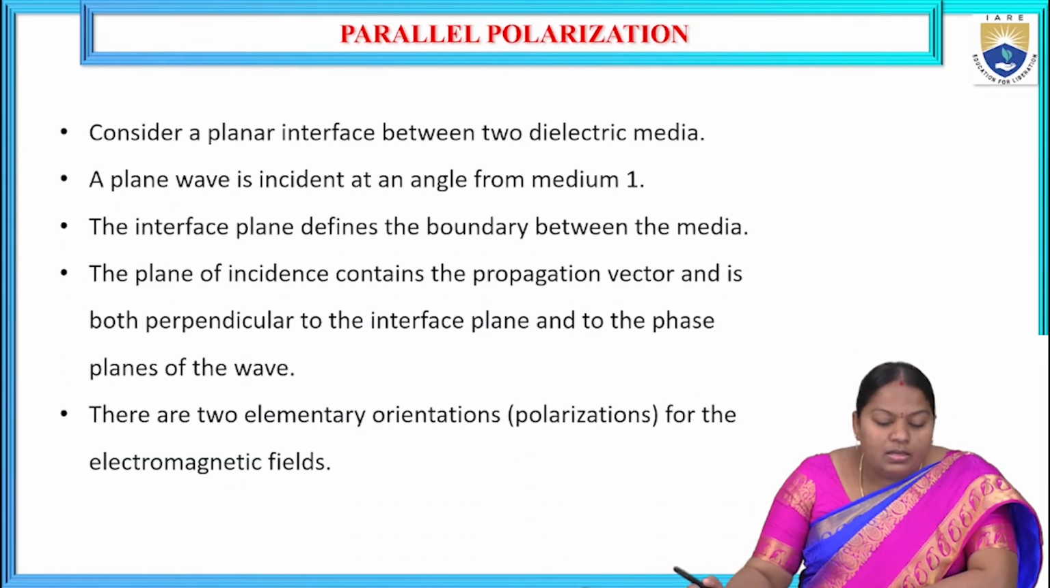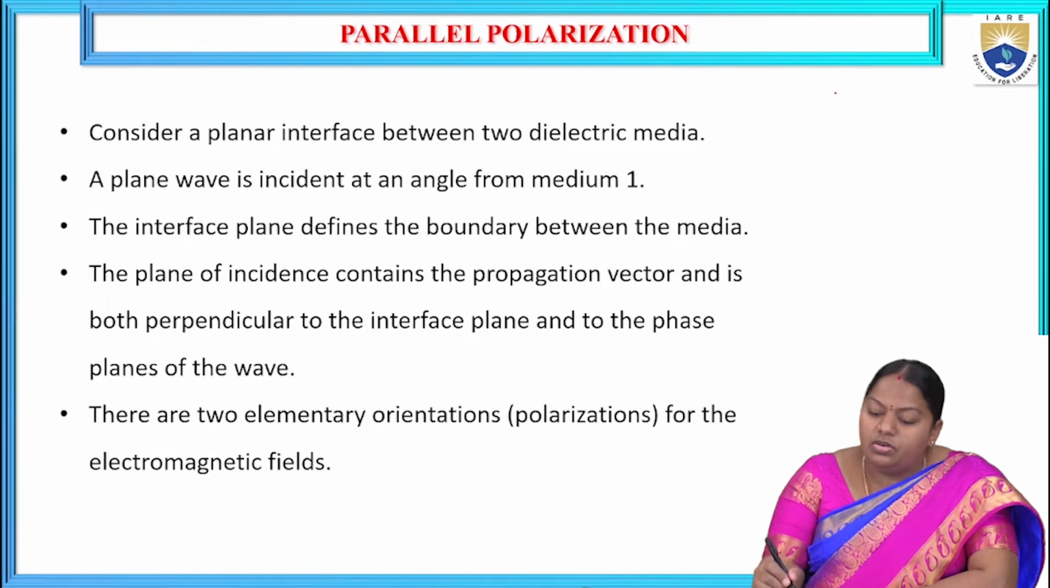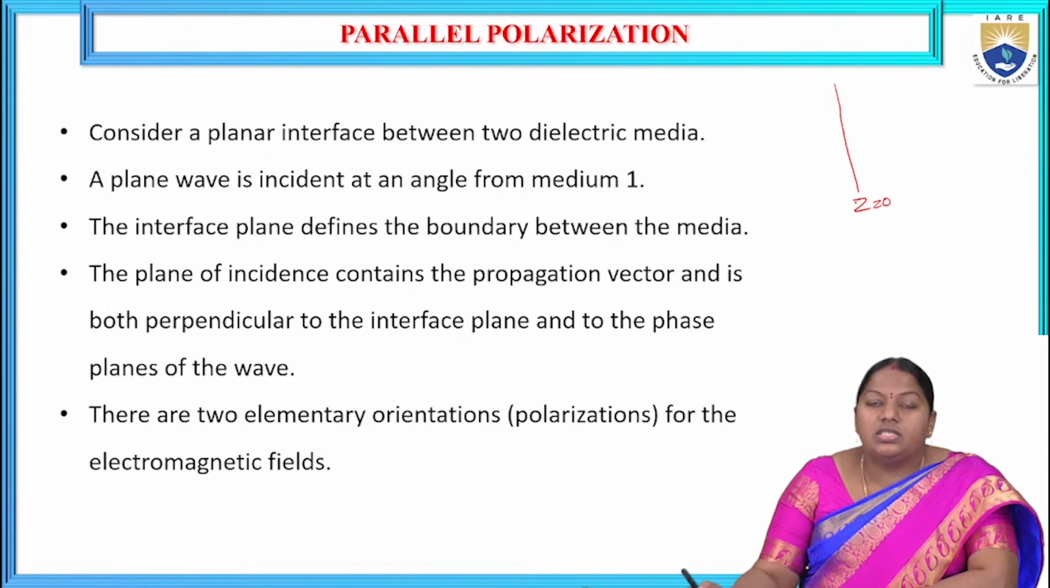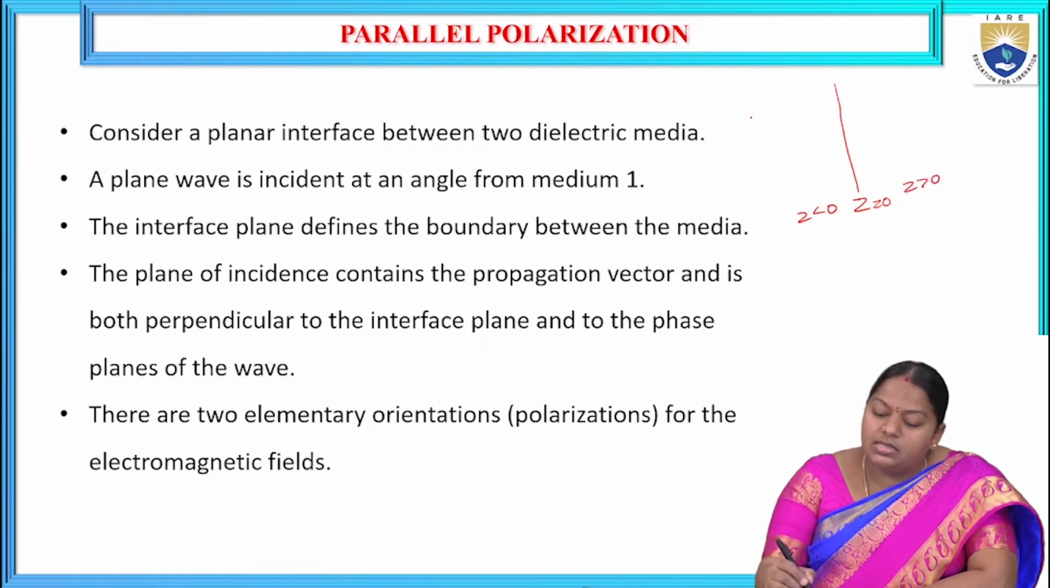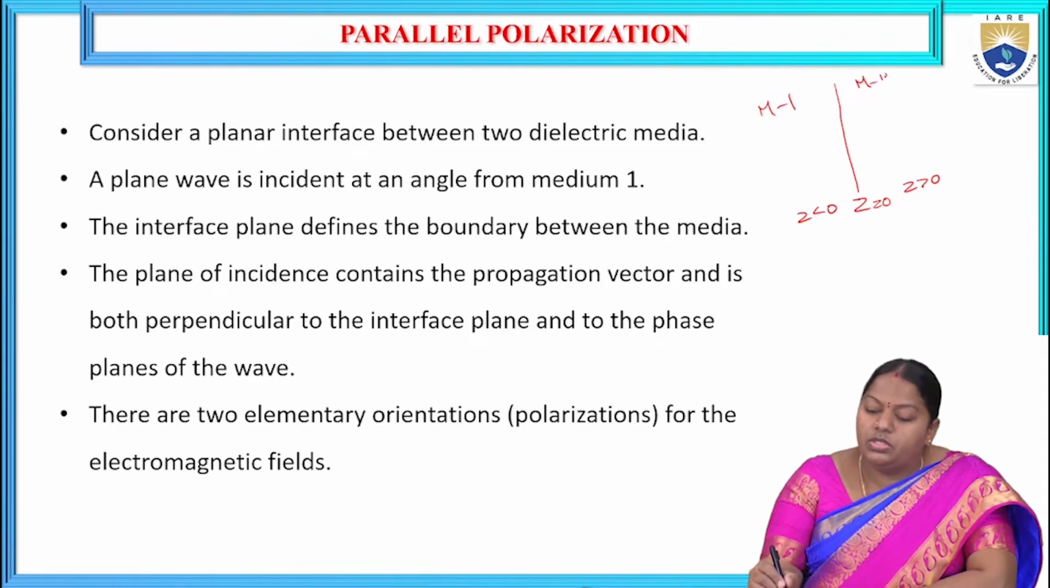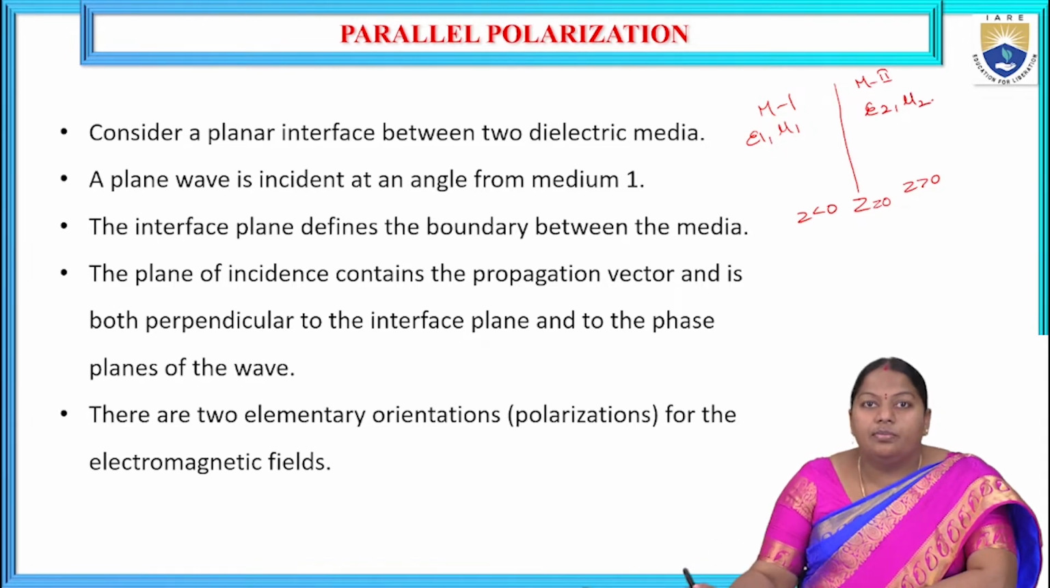Okay, then coming to the analysis. Consider a planar interface between two dielectric media. In order to analyze this polarization, we need to consider one interface which is located at z equal to 0. Below z equal to 0, we have medium 1, and above z equal to 0, we have medium 2. In medium 1, the characteristic parameters are epsilon 1 and mu 1, and for medium 2, those two are represented by epsilon 2 and mu 2.